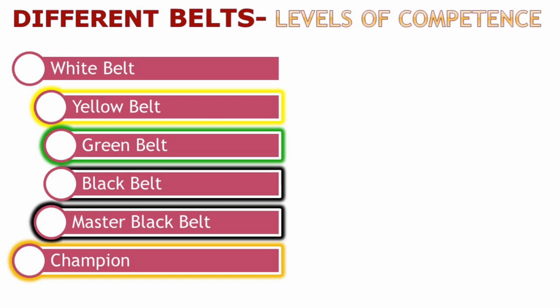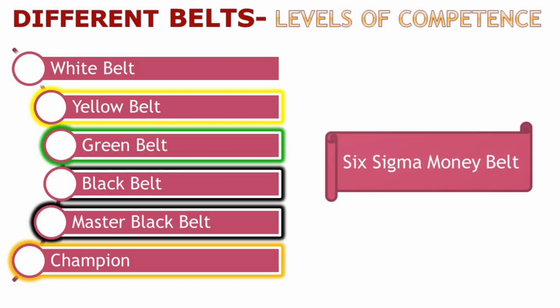Now, some organizations might use more or fewer belts depending on their structure and needs. And there's also a special Six Sigma money belt, often a consultant who helps organizations save money through Six Sigma projects. In essence, these belts represent levels of competence in Six Sigma from beginners to master.